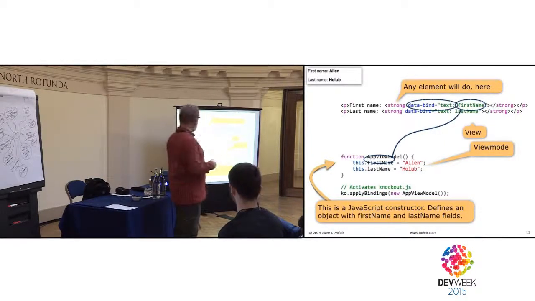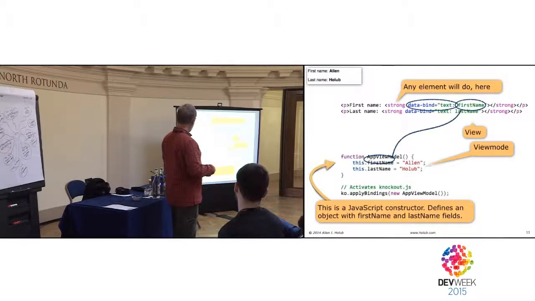So when Knockout wakes up, it searches every element in the DOM, looking for data-bind attributes. And when it finds them, it generates a bunch of JavaScript that does some work for us. So in this case, we're telling it what kind of binding it is. I'll get back to this text point in a second. There are several categories of bindings that we can have here. But then I've associated a name with it.